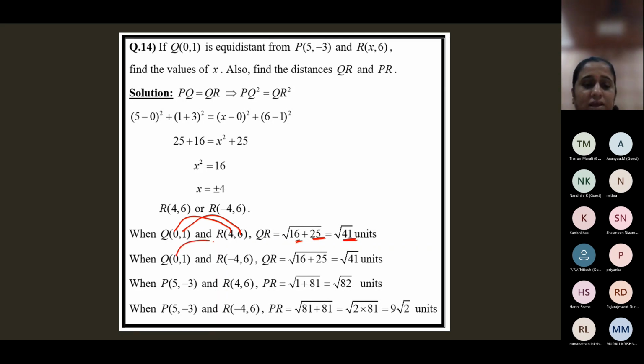Here again, subtract the x coordinates: 0 minus 4, so 0 plus 4, 4 square, 16. Then subtract the y coordinates, 1 and 6, so 5, 25. So like that. Subtract the x coordinates, 5 minus 4, 1, 1 square is 1. Subtract the y coordinates, 6 and minus 3. You'll have to subtract 6 and minus 3. So 6 plus 3, 9. 9 square, 81.